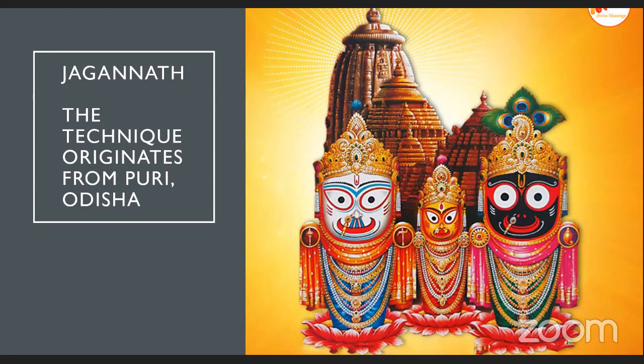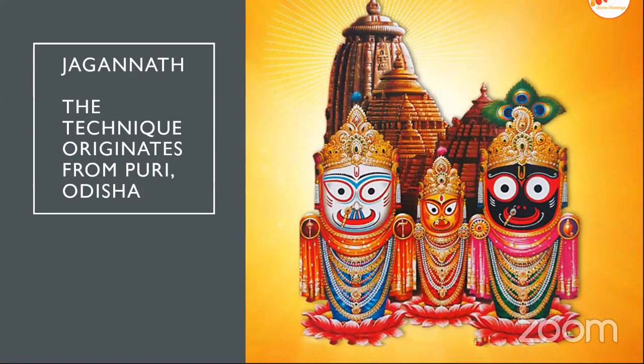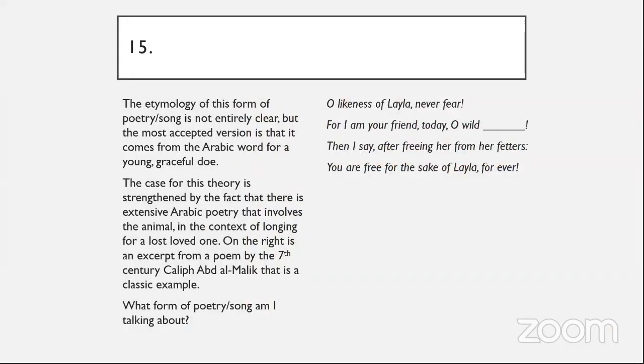Next question to team 4. The etymology of this form of poetry or song is not entirely clear, but the most accepted version is that it comes from the Arabic word for a young, graceful doe. The case for this theory is strengthened by the fact that there is extensive Arabic poetry that involves the animal in the context of longing for a lost loved one. On the right is an excerpt from a poem by the 7th century Caliph Abdul Malik. That is a classic example. So what form of poetry or song am I talking about?